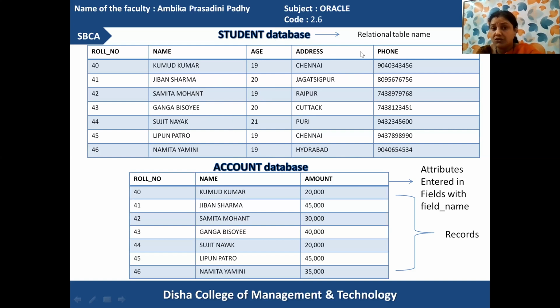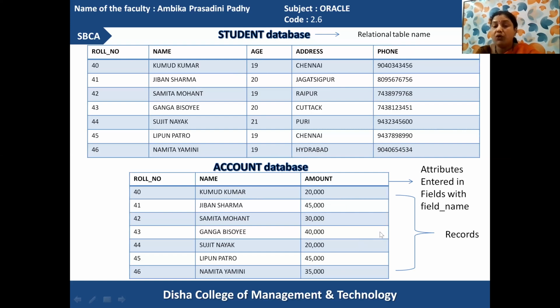And what is this student database called? It is the relational table's name. What do these roll number, name, age, address stand for? These are the attributes. Here we have discussed 2 database tables. One is the student database, the other is the account database. In the student database, the students' common information is present. In the account database, the students' information with their account details is stored.